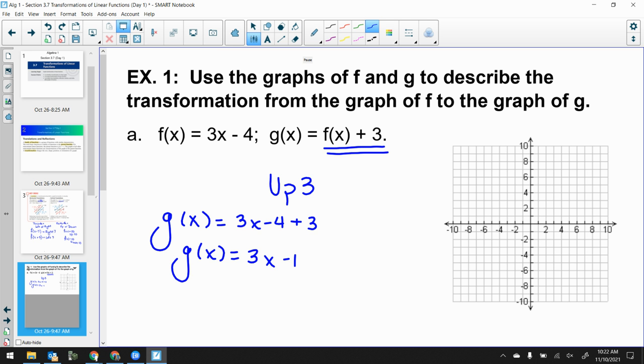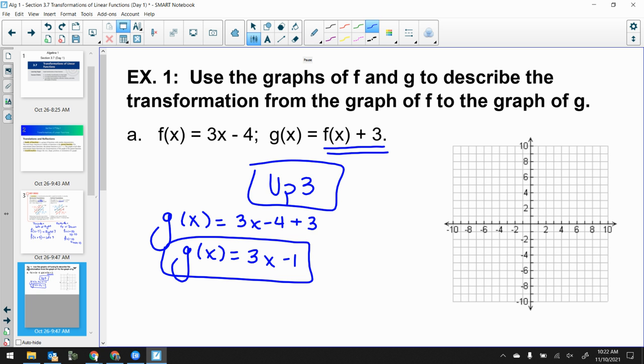There's my new equation. This question is asking me 2 things. It's saying, describe for me in words what the transformation is. You just got to tell me up, down, left, or right, and then a number. And now, give me the equation. Here's what I would like to do. I'm going to graph old in green and new in blue.